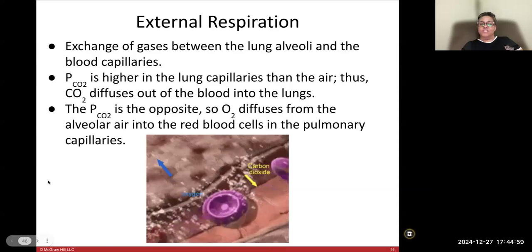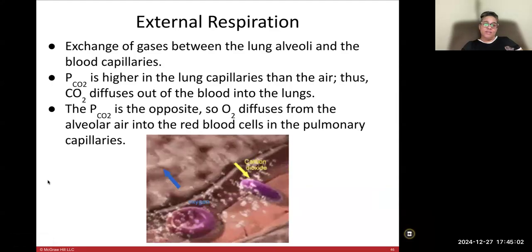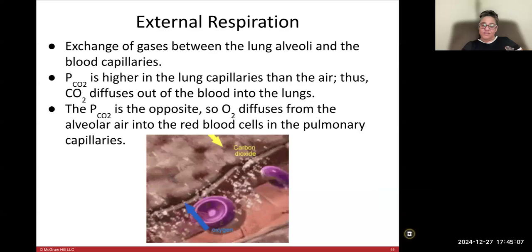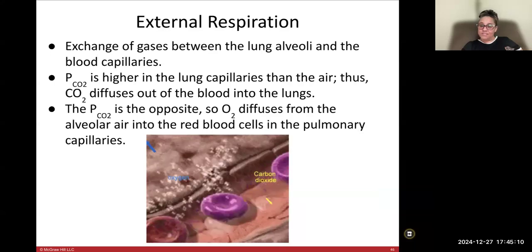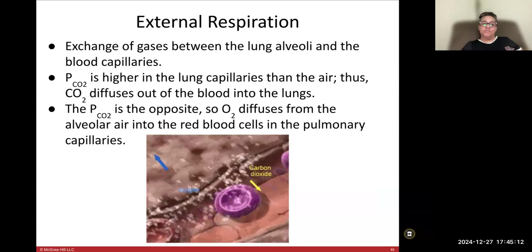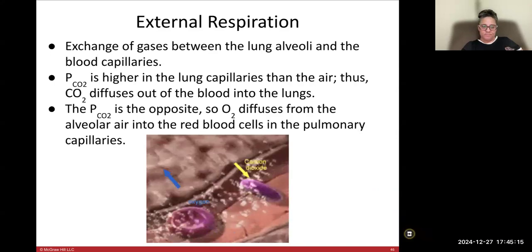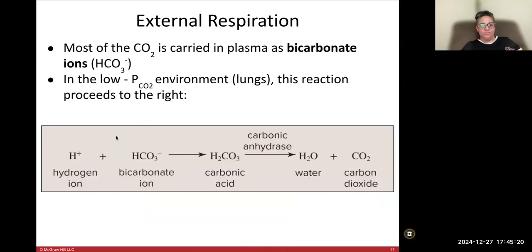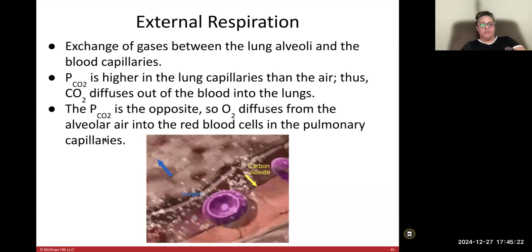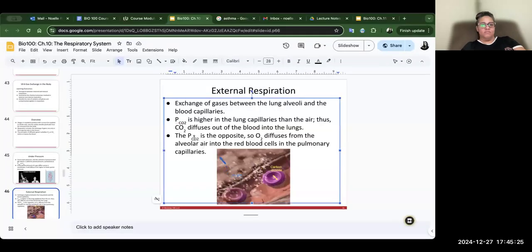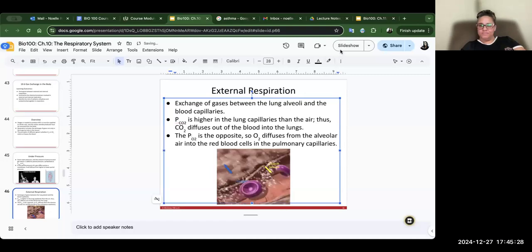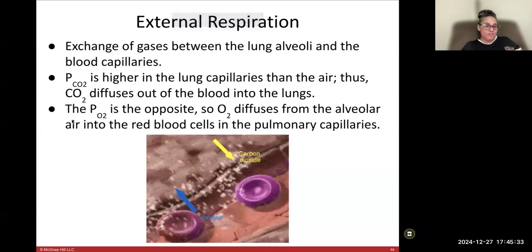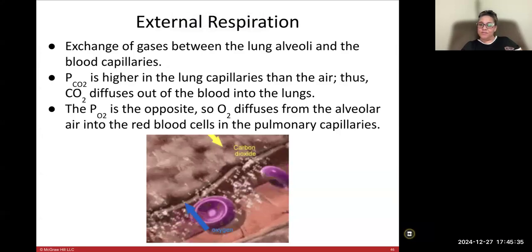External respiration is the exchange of gases between the alveoli of the lungs and the blood capillaries. The partial pressure of carbon dioxide is higher in the lung capillaries than the air. Thus, CO2 will diffuse out of the blood into the lungs. The partial pressure of O2 is the opposite. So oxygen will diffuse from the alveolar air into the red blood cells in the pulmonary capillaries.